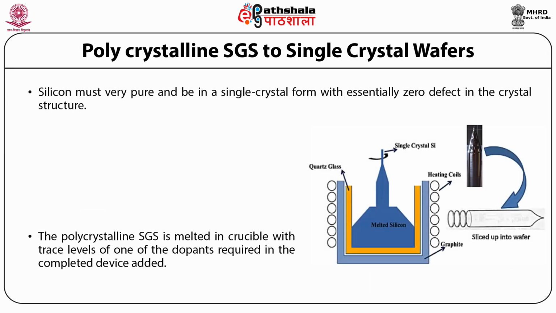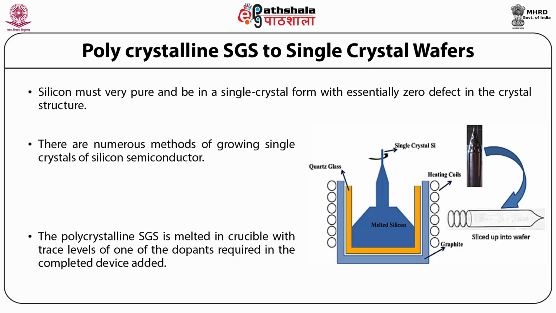Polycrystalline SGS to single crystal wafers. There are numerous methods of growing single crystals of silicon semiconductor, which includes Czochralski's technique, heat exchanger method, shaped ribbon technology, the dendritic web method, silicon on ceramic method, CEMIX method, etc. So students, we will be discussing all these methods one by one.